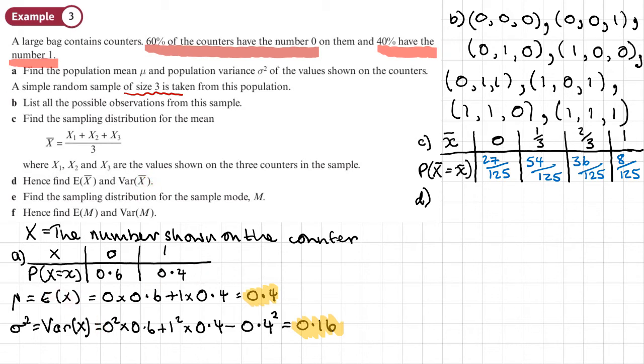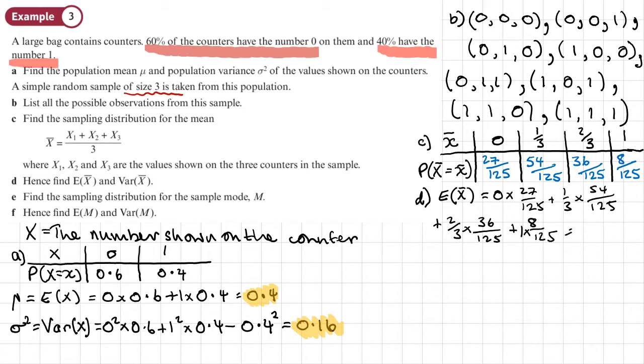So E of x bar is going to be 0 times 27/125, plus a third times 54/125, plus 2/3 times 36/125, plus 1 times 8/125. And that gives us a value of 2/5.